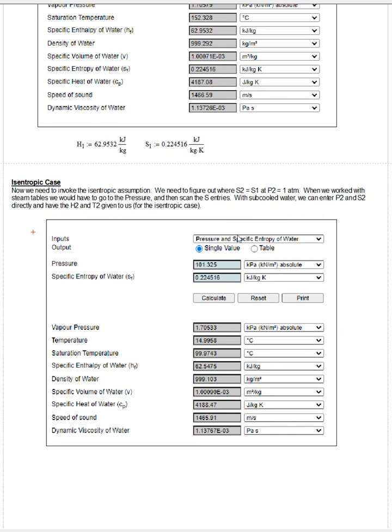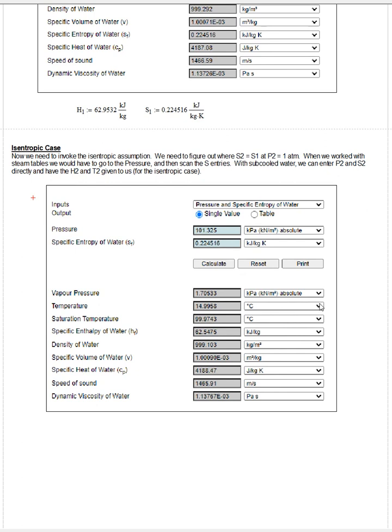0.224516. So I click on that, and I make sure my units are consistent with what I'm entering. So 101.325 kilopascals absolute, 0.2245 kilojoules per kilogram. And then I'm also going to make sure that the units of my output are good. So enthalpy of water, I want that in kilojoules per kilogram because that's what I have up here. And temperature, I want that in degrees C. So that is my temperature there. And once I have specified the units, I click on calculate, and these values show up.